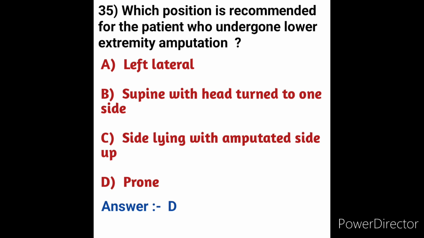Option D is the correct answer. The recommended position for lower extremity amputation is prone position, option D. On to question number 36.